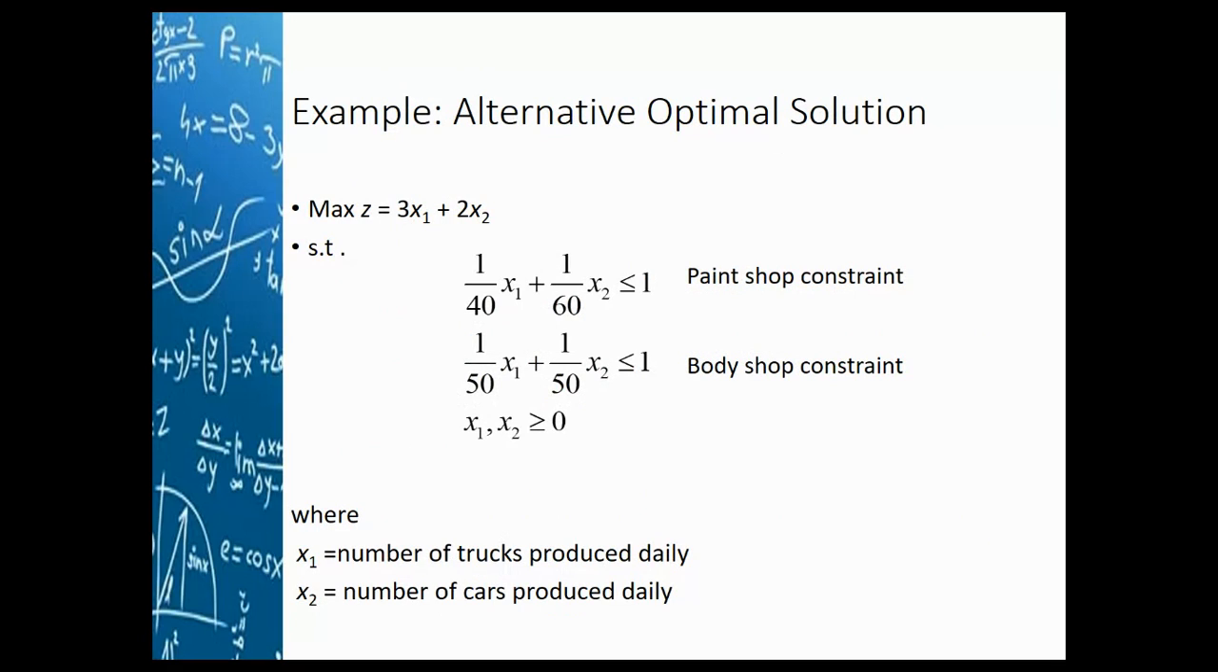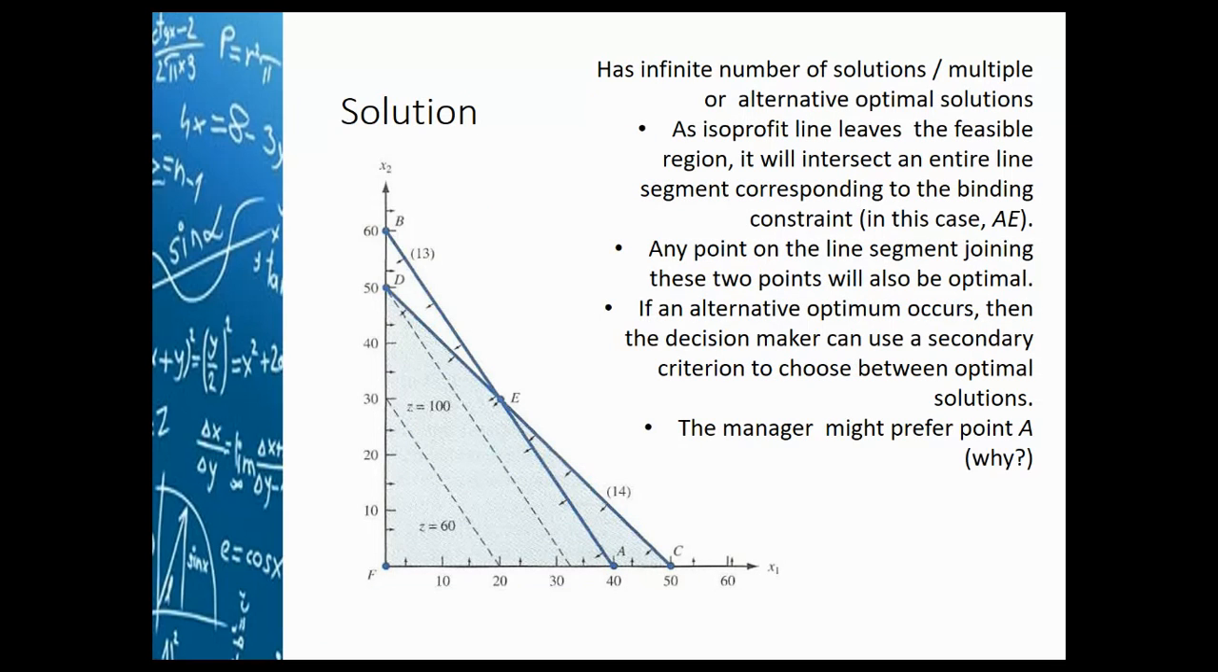One example is the alternative optimal solutions. If you have this example and you transfer it into a graph form, you can see in this graph that it has an infinite number of solutions. What does that mean? Look carefully at the isoprofit or level curve. Your level curve is the dotted line over here.